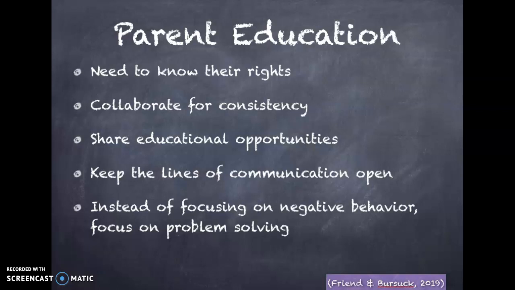Collaborate with parents consistently. The more consistency the child has at home and at school, the better off everybody's going to be. Share educational opportunities with parents. Encourage them to attend seminars or webinars, or maybe print off a reliable document that you found, and share that with them. Keep the lines of communication open, and try to keep those lines of communication positive when you can.